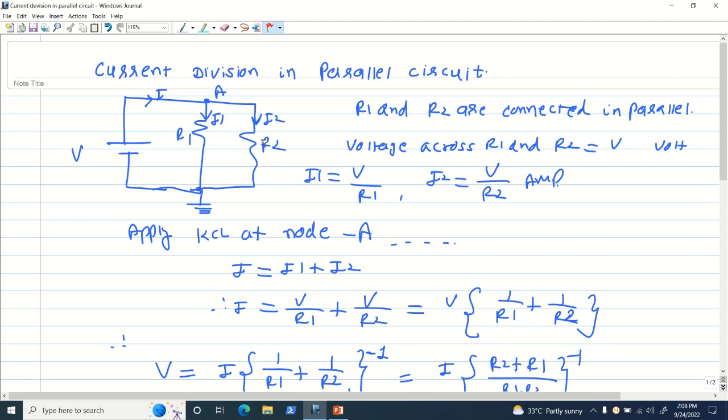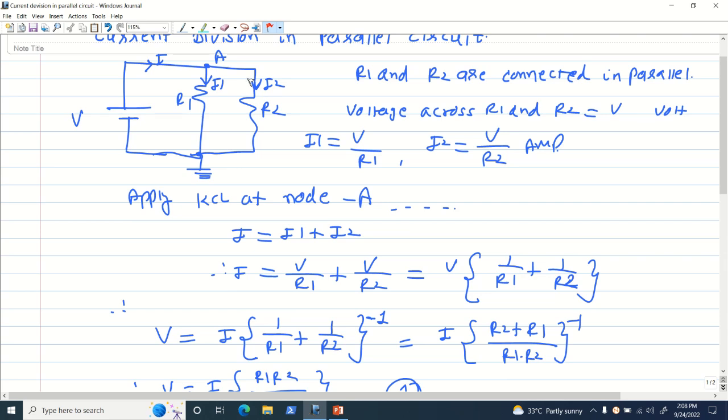As we know, R1 and R2 are connected in parallel, so the voltage across both the resistances R1 and R2 will remain the same, and it is V volt. So what is I1 current? I1 current is the supply voltage upon resistance, applying Ohm's law. It is V upon R1. Similarly, I2 is V upon R2. Right. So now let us apply KCL at node A.